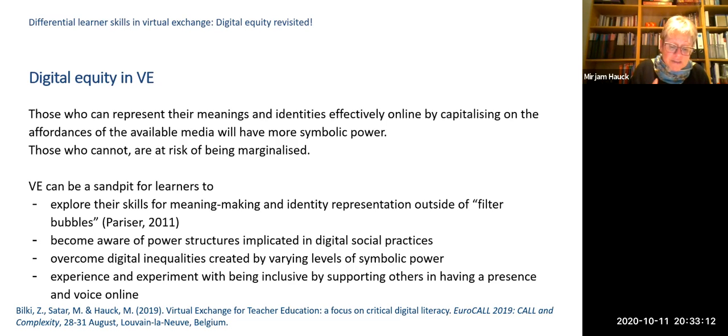And we propose that VE can be conceptualized as a sandpit for learners to explore their skills for meaning making and identity representation outside of filter bubbles, so that they can become aware of power structures implicated in digital social practices. They can overcome digital inequalities created by varying levels of symbolic power. And they can experience and experiment with being inclusive by supporting others in having a presence and a voice online.